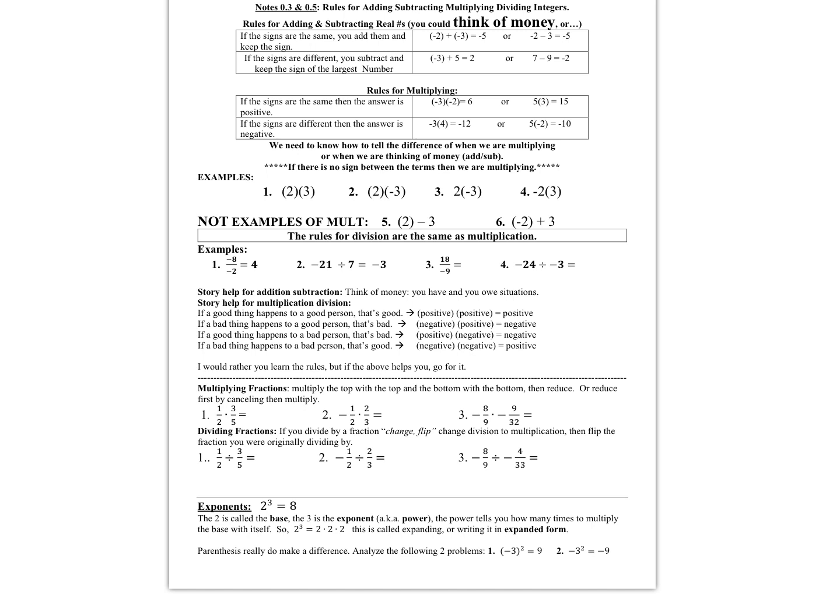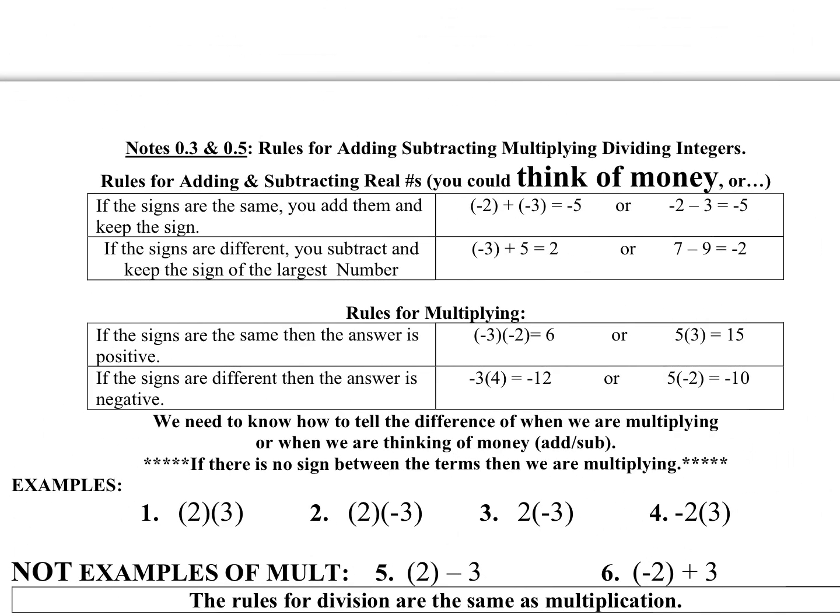All right, so we could actually go to our handout now. And as you can see on this handout, it has the same rules that we covered yesterday. It has the rules on adding and subtracting, which I don't even think of as rules. I always just think of money, right? And it does have the rules for multiplying. And all you got to remember is if the signs are the same, then the answer is positive. If the signs are different, then the answer is negative, right?